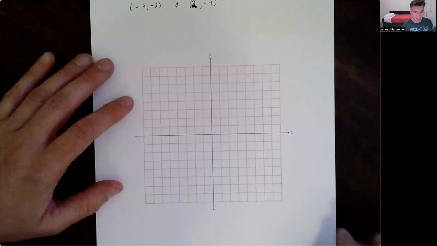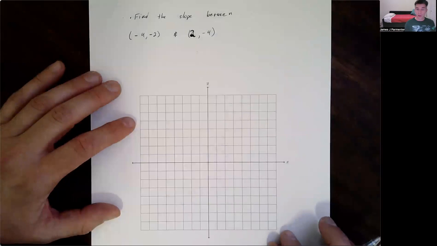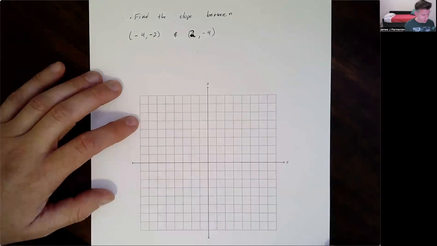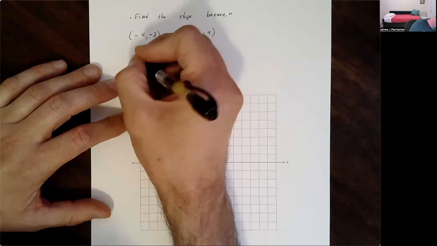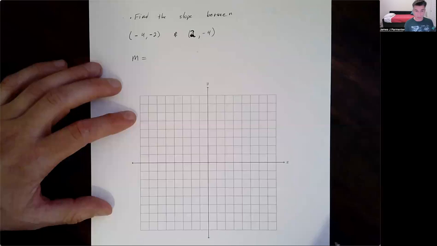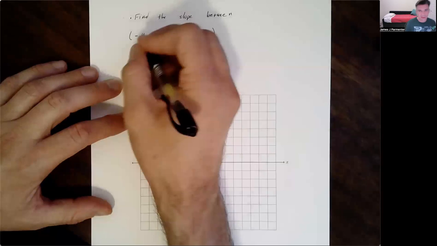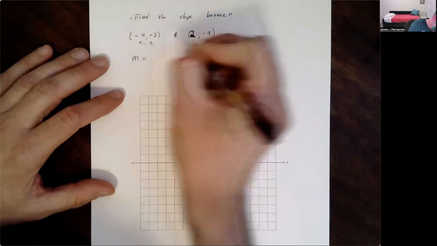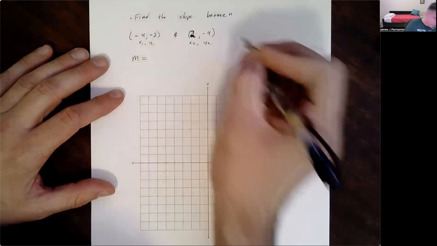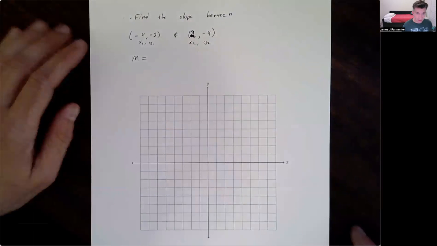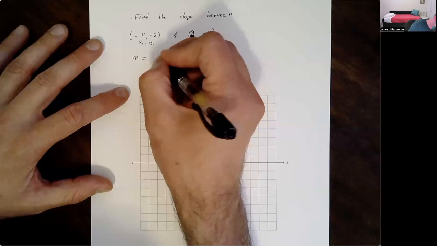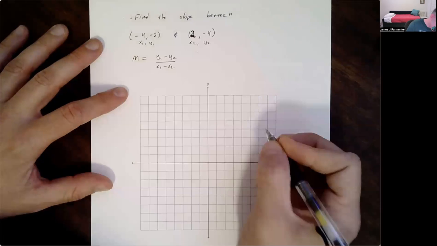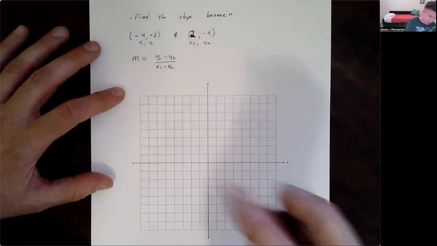So let's find the slope between, in fact, you should try this one on your own before I do it. Find the slope between negative 4, negative 2, and 2, negative 4. I'm going to switch it up this time and do it the opposite way. Whichever one's written first doesn't actually matter. I'm going to call this one x1, y1, and this one x2, y2. You could totally interchange the names. This time I'm going to calculate the slope as y1 minus y2 over x1 minus x2. Doesn't matter, as long as you're consistent.